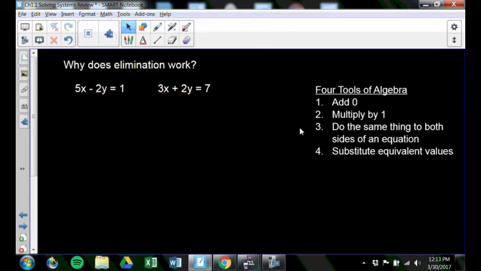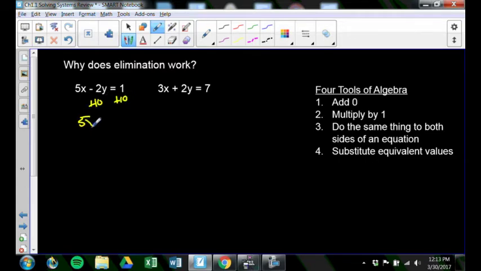Back to the 4 tools of algebra, I can do the same thing to both sides of an equation whenever I want. So if I wanted to, I could add 10 to both sides. And that seems silly. Why would you do that? 5x minus 2y plus 10 equals 11. That's not helpful at all. But the fact of the matter is I could do it if I wanted to. In fact, if I wanted to, I could multiply both sides by 8. I could divide both sides by 2/3. Or I could take both sides to the 3rd power if I actually wanted to, and I really don't. But as long as I'm doing the same thing to both sides of an equation, I can do whatever I want.